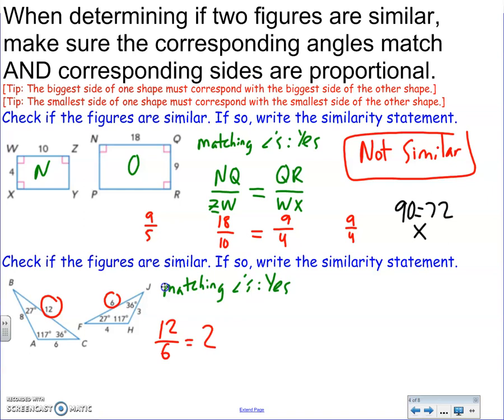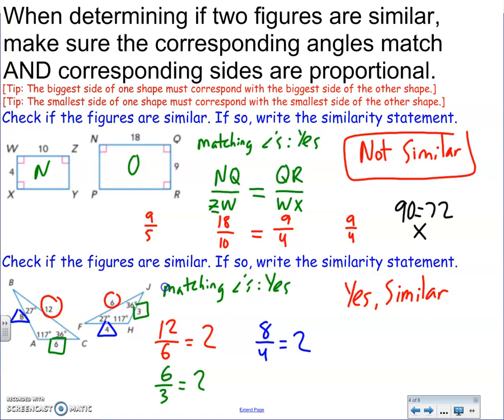I'm going to try a different one. The smallest angle is 27. That goes with 3 and 6. So 6 over 3 is also 2. And last one, the 36-degree angle goes with 8 and 4. 8 over 4 is 2. Look, all three of them have scale factor 2. So 12 over 6 equals 6 over 3 equals 8 over 4. They're all equal to 2. Since they are corresponding, yes, these are similar.